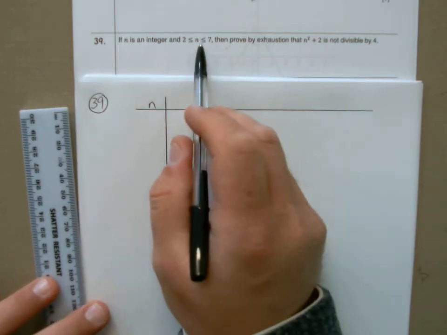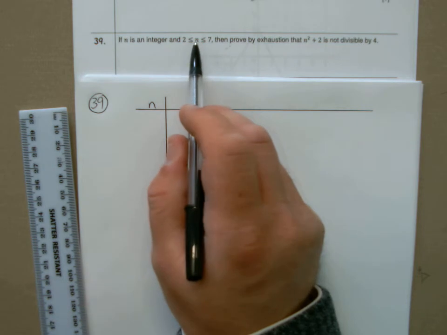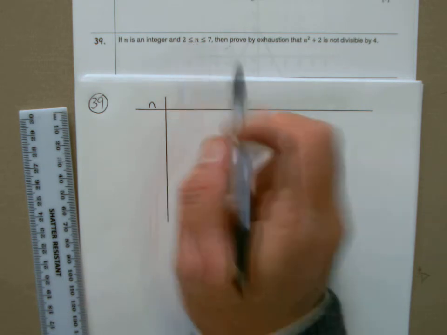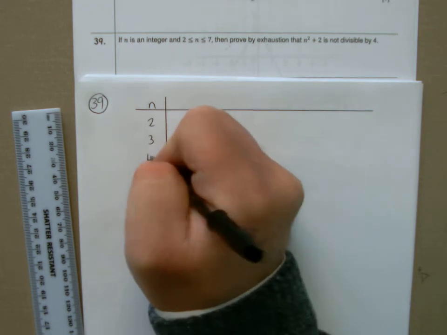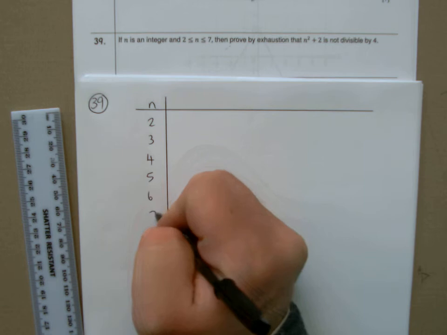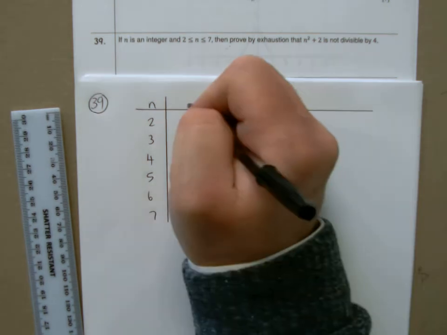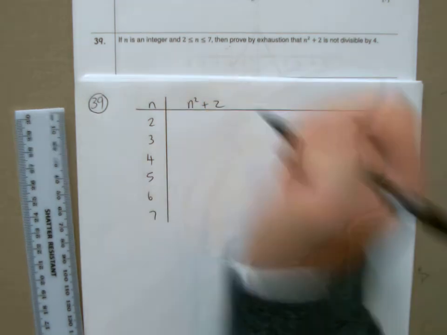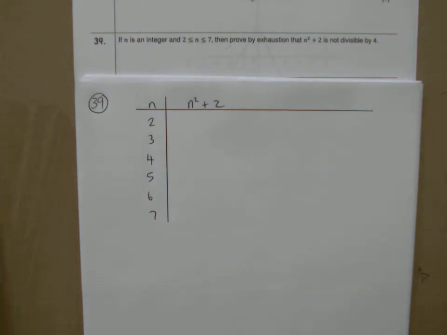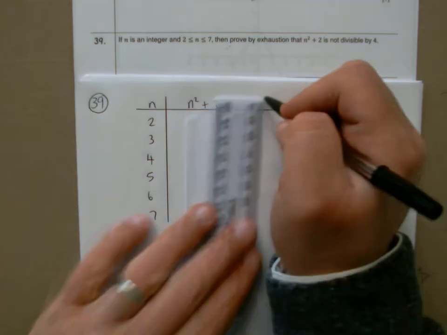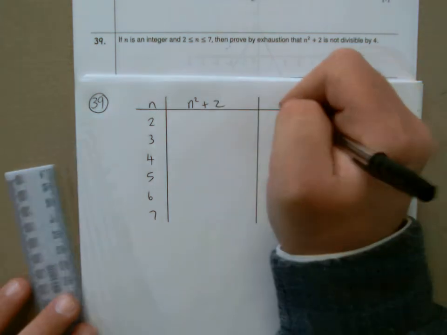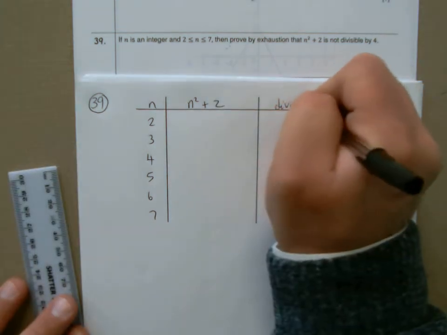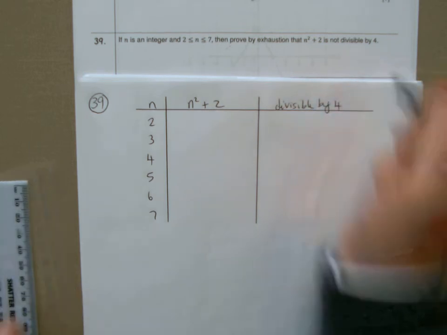You notice the integers n, so integers are whole numbers. They could be negative, but in this case they're positive, from 2 to 7, inclusive of 2 and 7 as well. So 2, 3, 4, 5, 6, 7. What we're going to do is work out what n squared plus 2 is for each of them, and then see whether they are divisible by 4. So we'll work that out there.